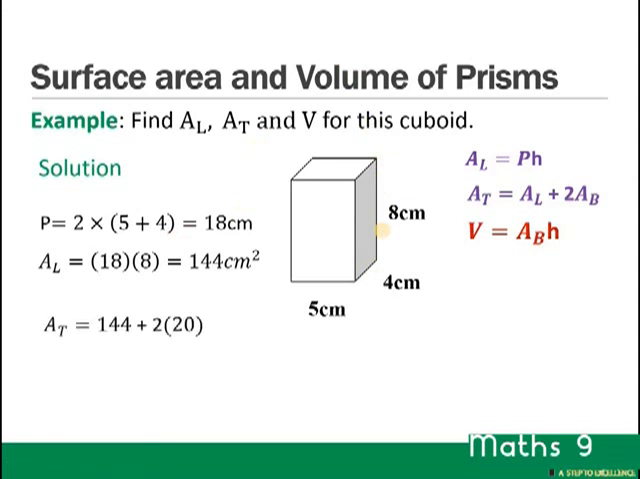AT is 144 plus 2 times the area of the base, and the area of the base is 5 times 4, which is 20. So it's 144 plus 2 times 20, which is 184 centimeters squared. And the volume is the area of the base, 20, times the height, h, which is 20 times 8, which is 160 centimeters cubed.